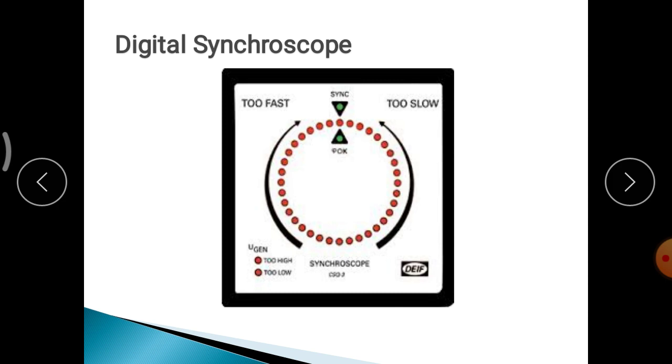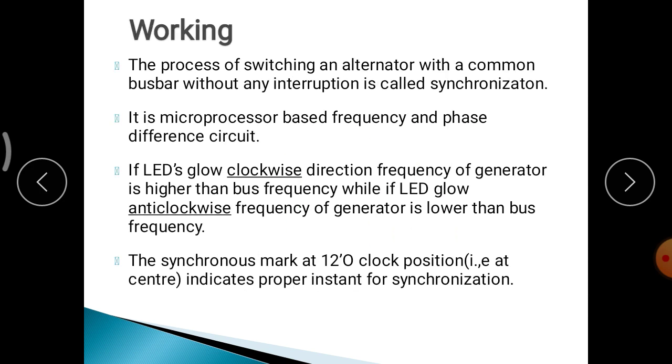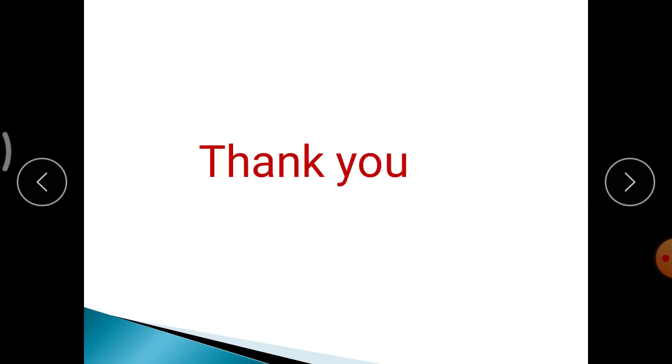But if the frequency is matching and the phase is not matching, then one red LED will be blinking, indicating that the phase is not matching. So this is the working of your digital synchroscope. Just see the important points of that. Thank you.